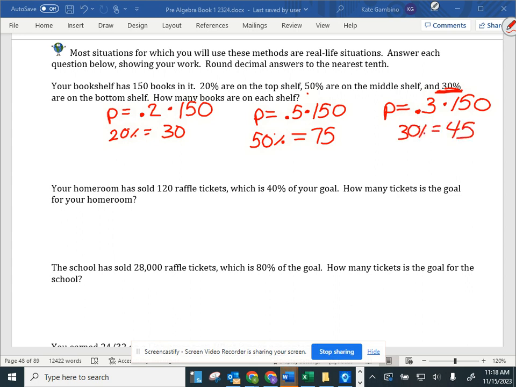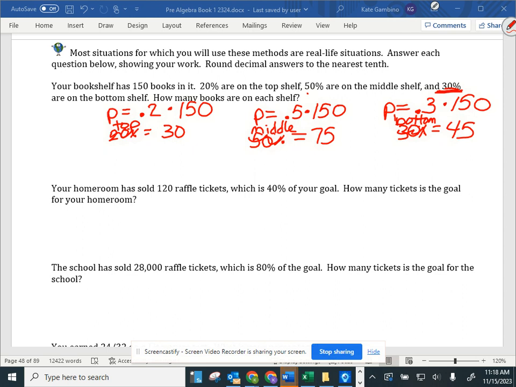How can I double check to make sure I did my math correct? How can I double check that? Madden? Add them all up to see if you get 150. Add them all up and see if I get 150. I know there's 150 books. So, instead of saying percentages, I should have said top, middle, and bottom. 45 plus 30, 75. 75 plus 75 is 150. So, Lucas already did it. He's correct.